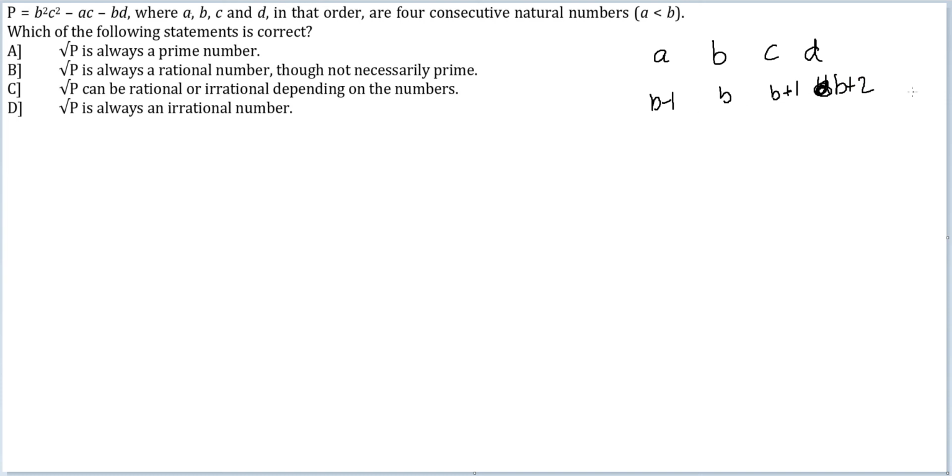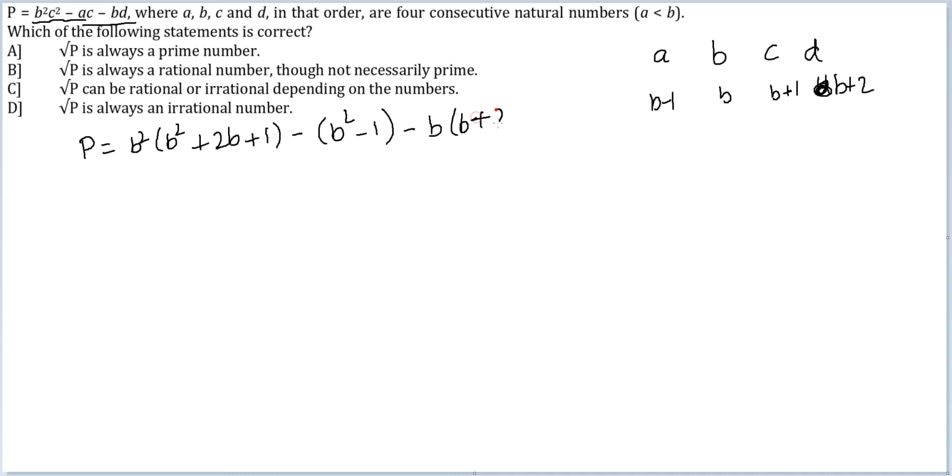Why I'm trying to convert all of this into a single variable is so that I have a better idea of what P is about. If you have multiple variables, it is difficult to manage. If you have just one variable, it is simpler to do. So P is equal to B square plus 2B plus 1 minus B square minus 1 minus B into B plus 2. This is what we are getting.